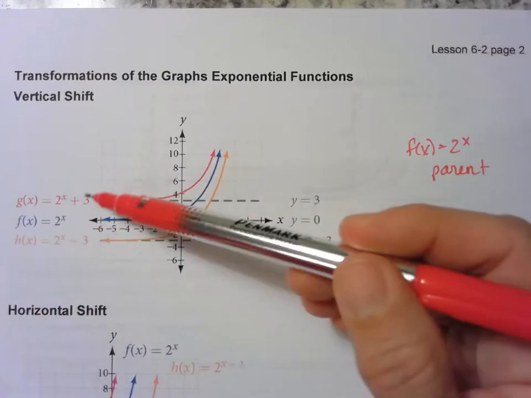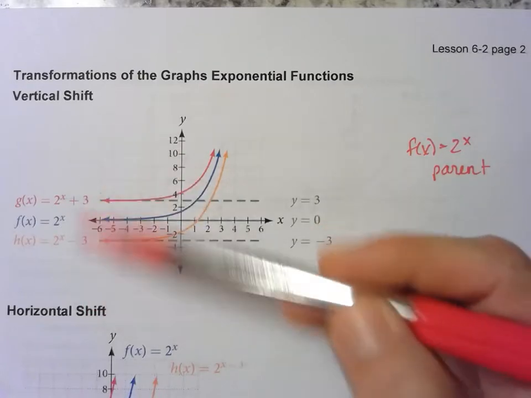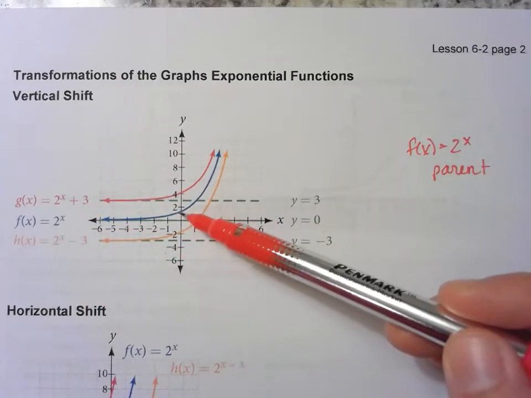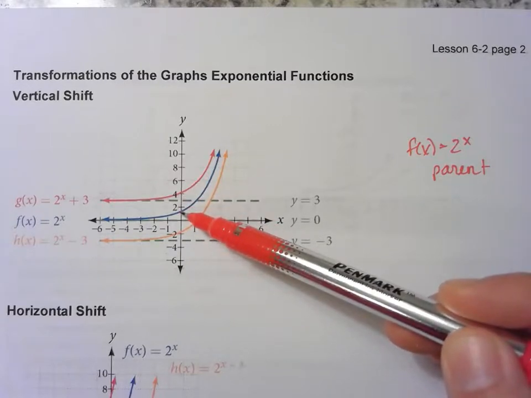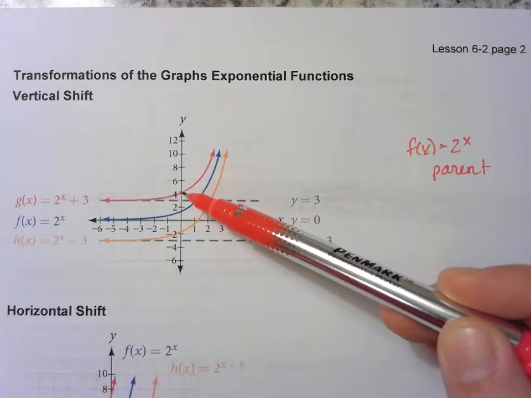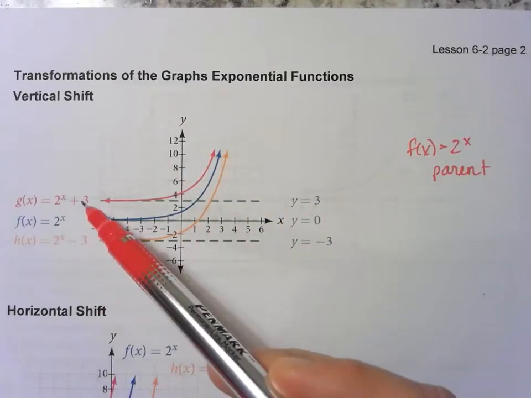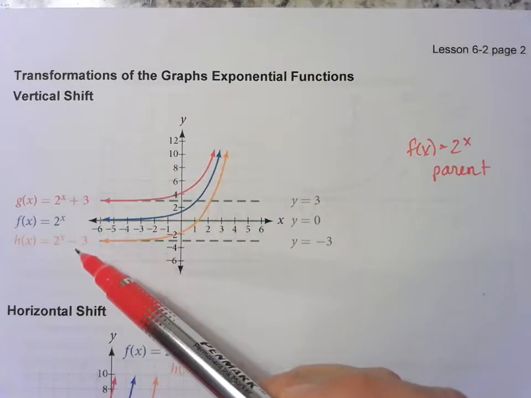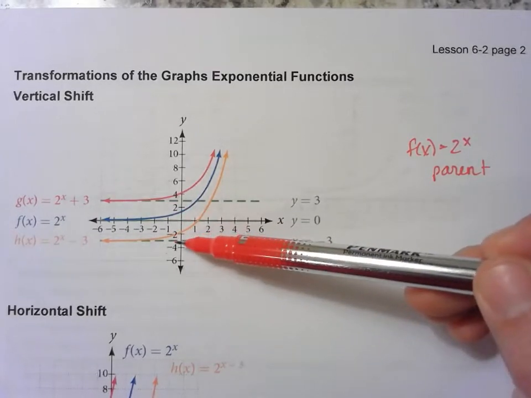function. Remember, if you add or subtract outside the function, it shifts up and down. It's a vertical shift. This graph shifted up 3 units. It used to cross the y-axis at (0, 1). Now it crosses the y-axis at (0, 4). So it shifted up 3 units. Well, what happens whenever you subtract 3 on the outside of the function? It will shift down 3 units.